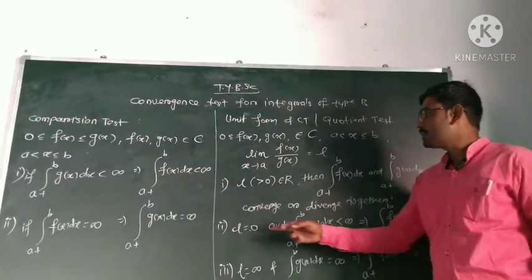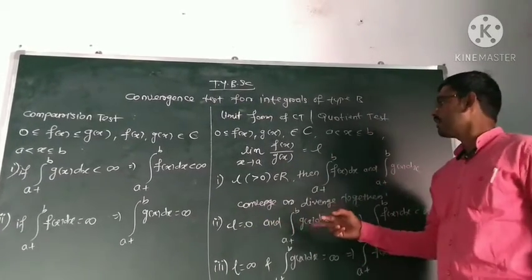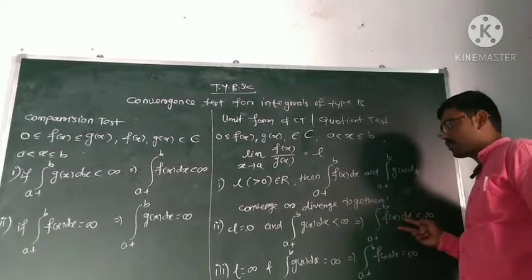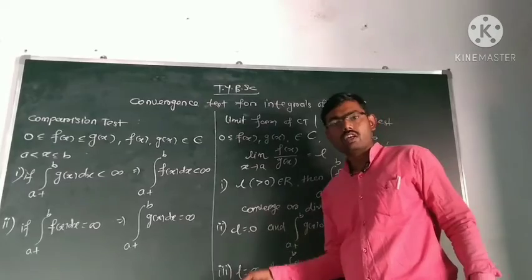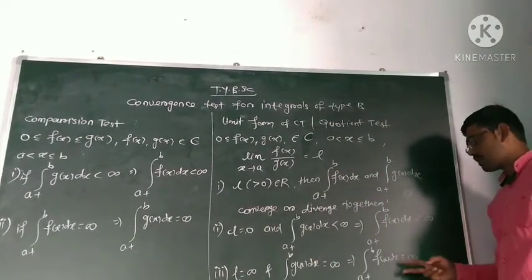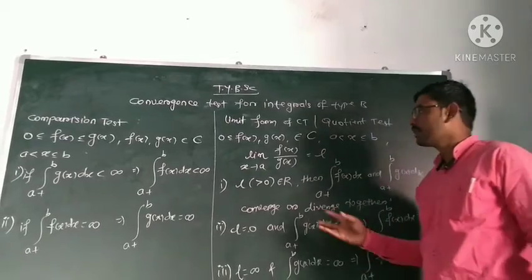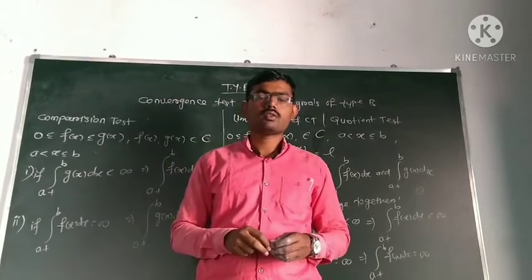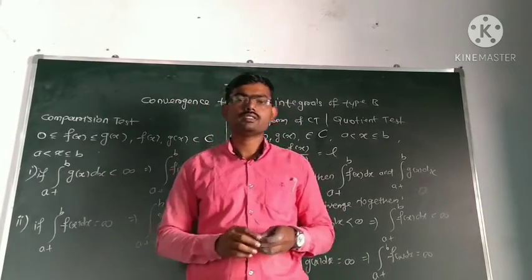If this limit is equal to 0 and the improper integral of g is convergent, then the improper integral of f is also convergent. If this limit is equal to infinity and the improper integral of g is divergent, then the improper integral of f is also divergent. So this is the comparison test. Now we will see an example based on this test.